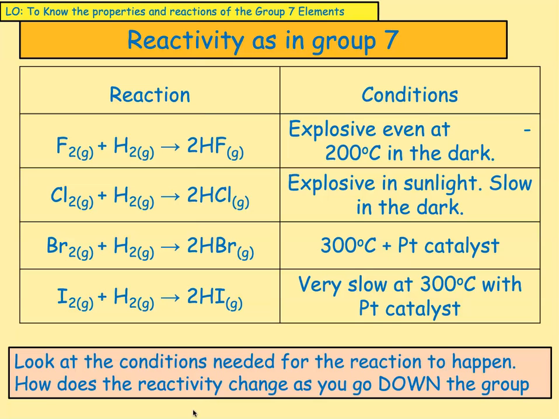Okay, so let's have a look at the reactivity of all of the group 7 with hydrogen. Okay, so when I react fluorine with hydrogen, it's explosive. And it's explosive even at 200 degrees in the dark. Remember, light is a form of energy. Chlorine and hydrogen, it's explosive in sunlight, but very slow in the dark. Bromine with hydrogen, it's 300 degrees, so it's higher temperature, and we need a catalyst. And iodine is very slow at 300 degrees with a platinum catalyst.